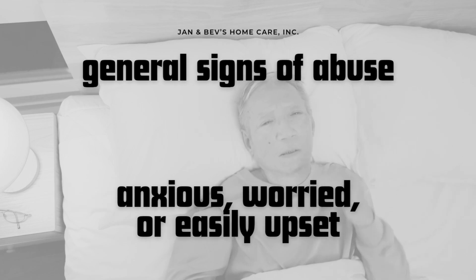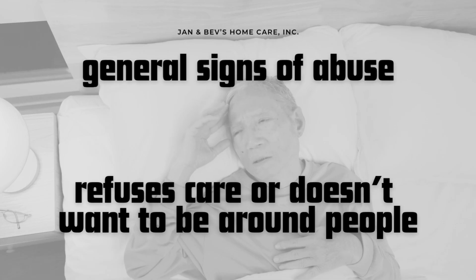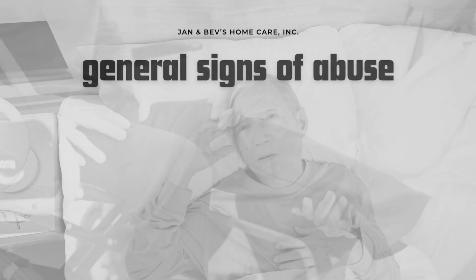You should be concerned if your client becomes withdrawn, unusually quiet, depressed or shy, anxious, worried or easily upset, or if your client refuses care from caregivers, or does not want to be around people. These are all general signs of abuse.